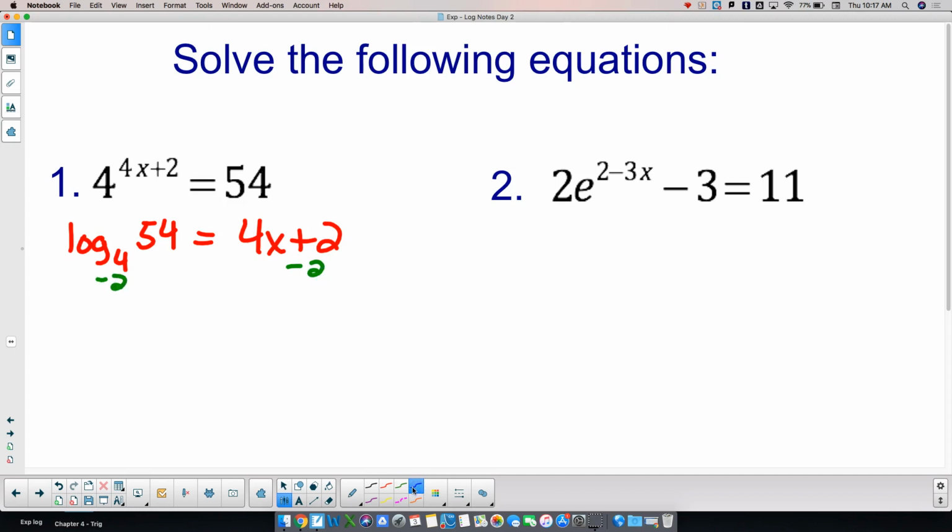So then that's going to be log, actually let's go this way instead. Let's keep our logs last. We're going to go negative 2 plus log base 4 of 54 equals 4x. And then I'm going to divide everything by 4.